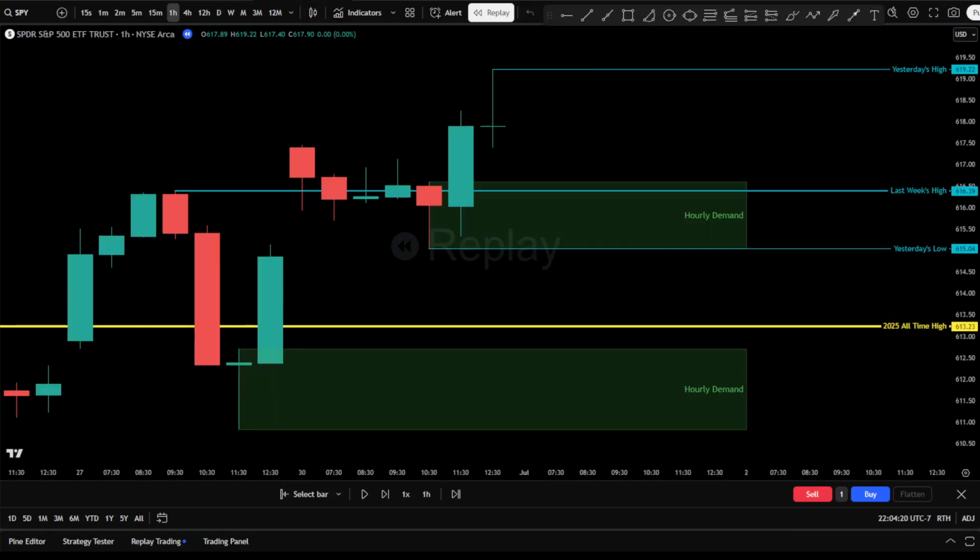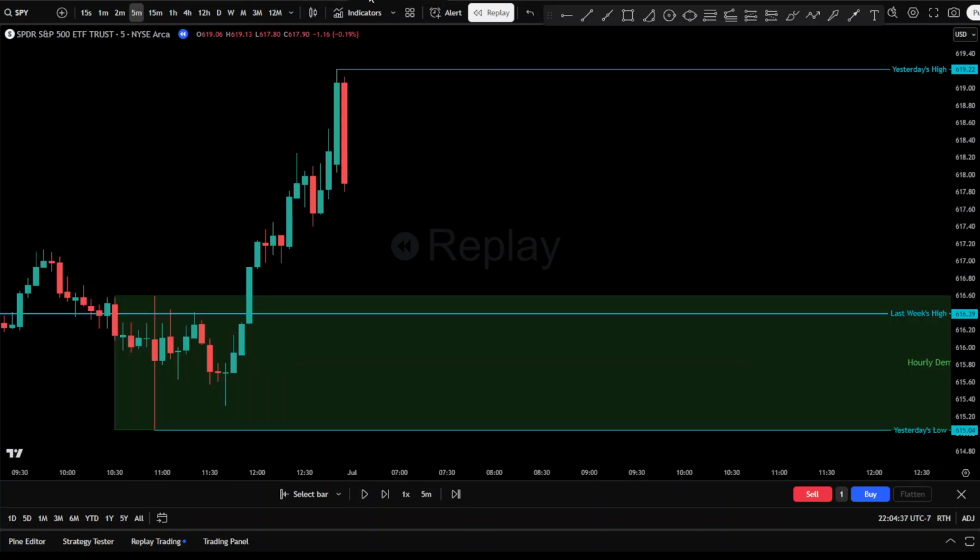Looking at the hourly chart, I drew out these two demand zones here, both at key levels. This one is right at last week's high. The one down here is just below the old all-time high, so two good places to look for bullish price action to form. And the price action that I look for is always on the 5-minute time frame.